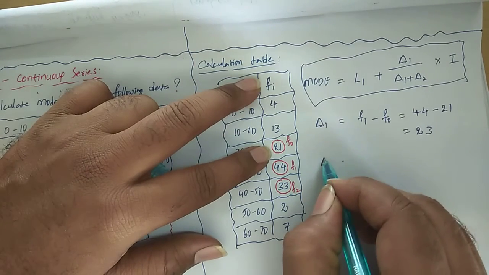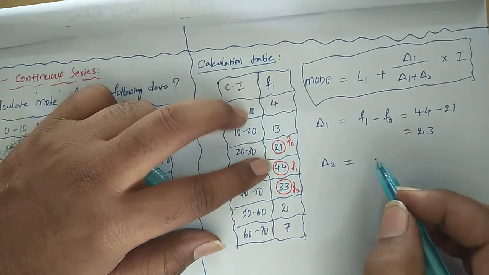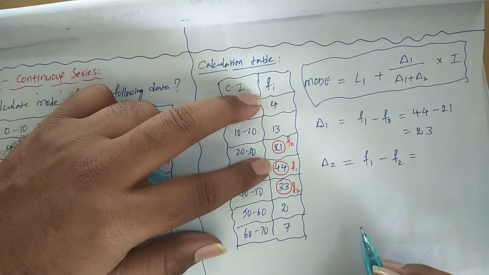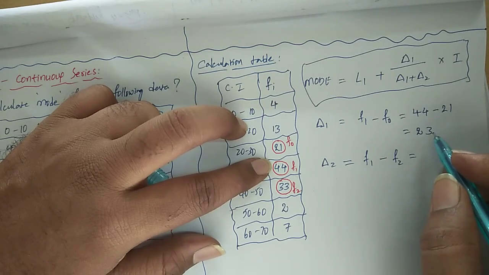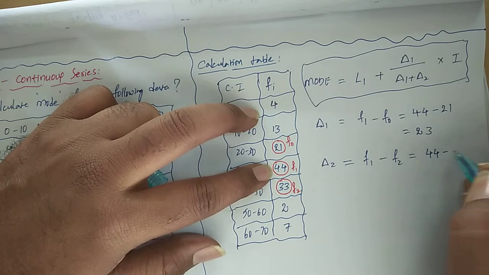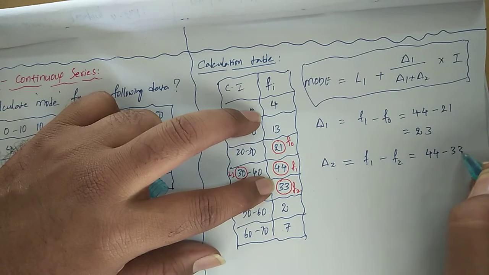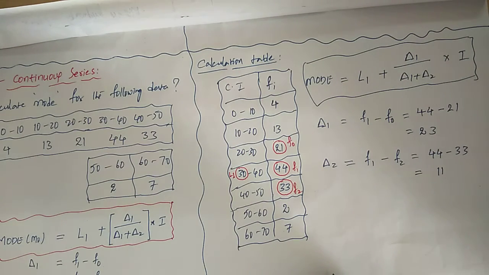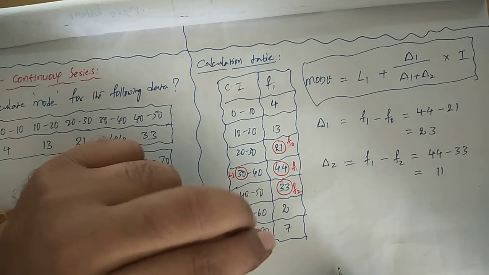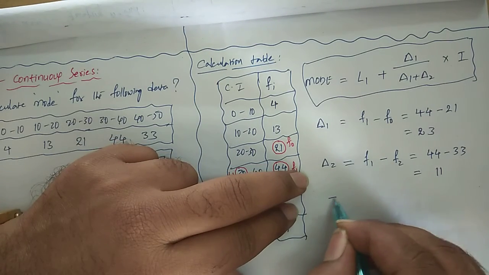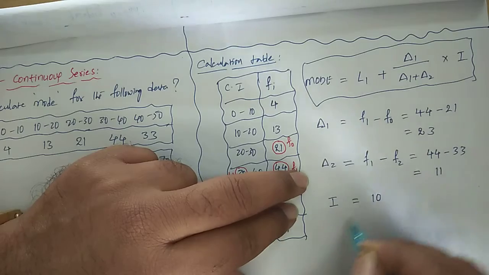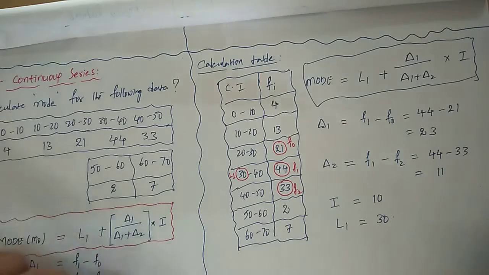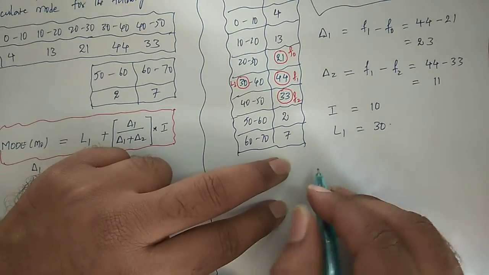Same way delta 2. So delta 2 is equal to F1 minus F2. So what is F1? 44 minus F2? 33. So how much you will get? 11. Okay. Now what is I? Class interval length, nothing but 10. And what is L1? Lower limit, that is nothing but 30. Now you got all the values, substitute in the formula.